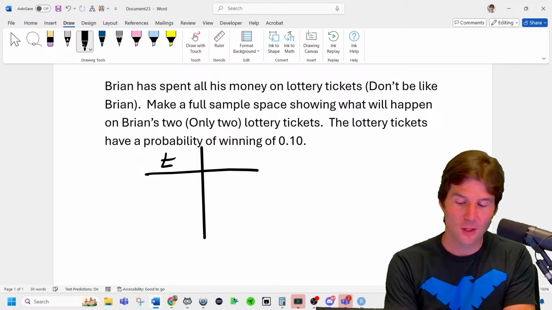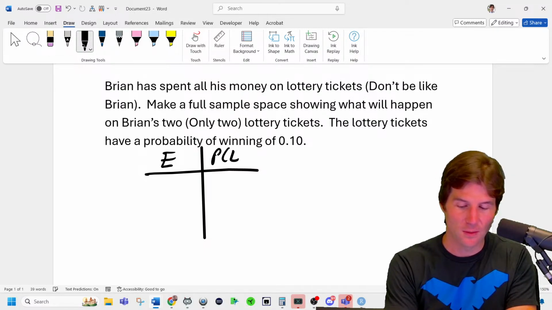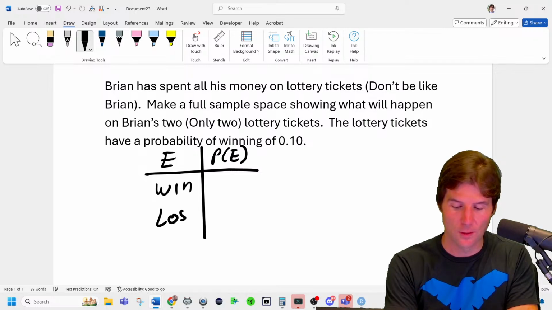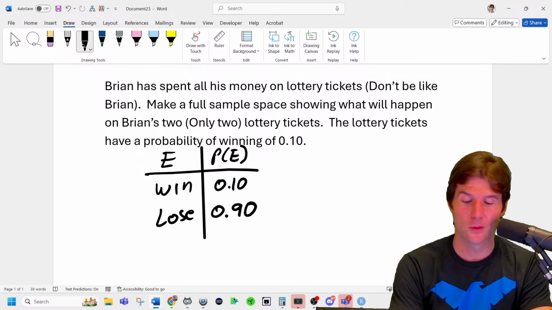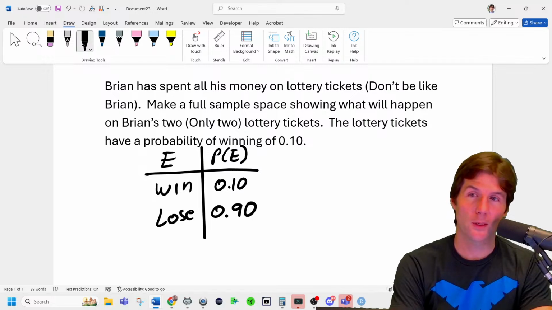So we have the event and the probability of said event. Two events, you win or you lose, as in don't win. Probability of winning is associated with 10% and losing is 90%. So you either win or do not win the lottery. We'll define that as lose. Now here's the thing, we're buying 2 lottery tickets.